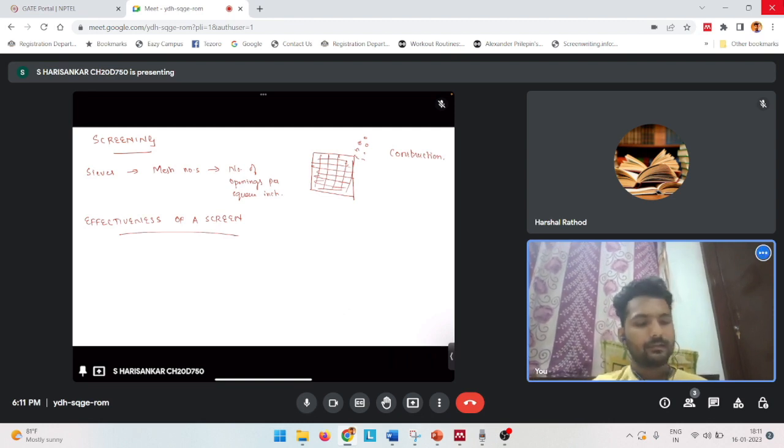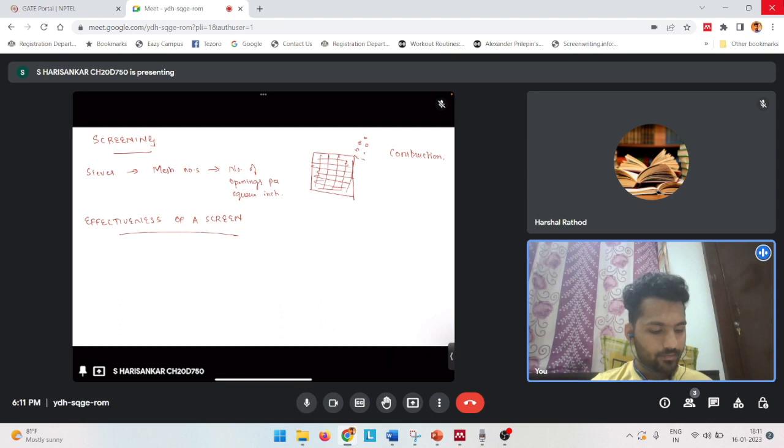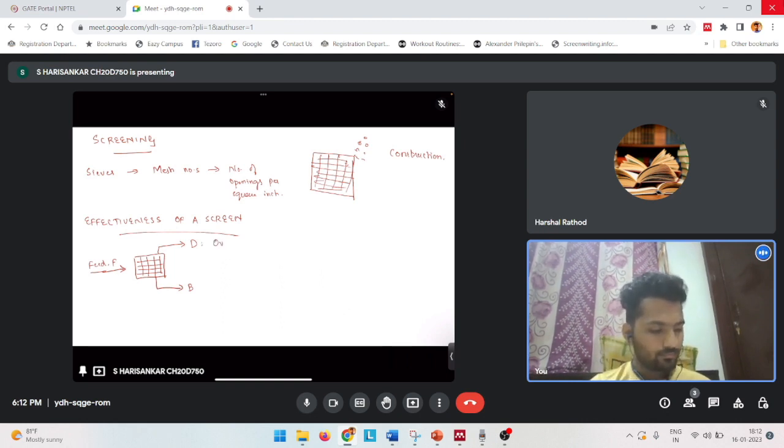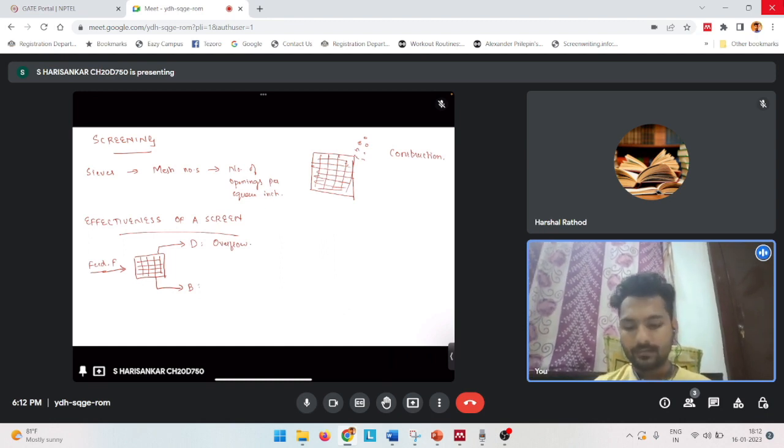Let us just draw a brief block diagram of the screening process. Let us say we have a feed F, and let's say we are passing it through a screen, and let us say we get the top product as D and the bottom product as B. So this top product is called overflow, or the one that is not passing through the screen.